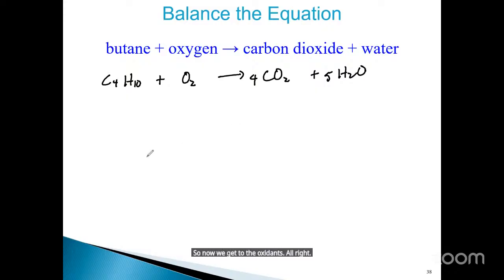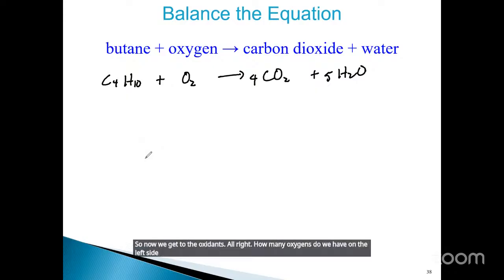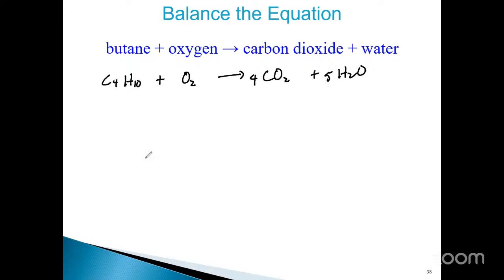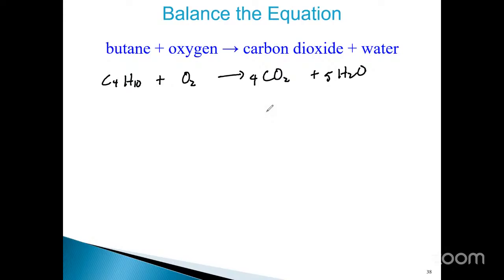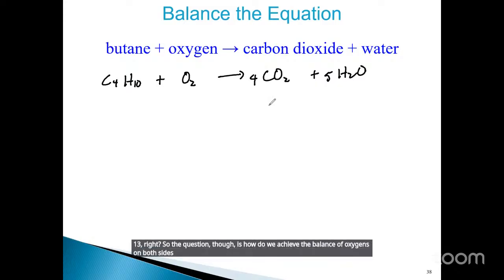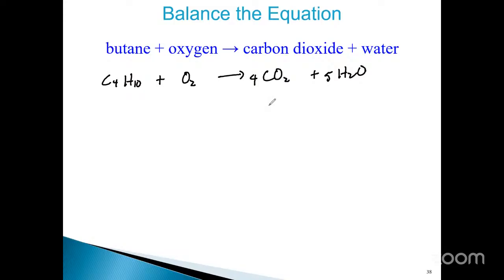So now we get to the oxygens, all right? How many oxygens do we have on the left side? 2. How many oxygens do we have on the right side? 13. How do you get 13? 4 times 2, 8, plus 5. So that's 8 plus 5, that's 13, right? So the question now is, how do we achieve the balance of oxygens on both sides? You have 2 on one side, you have 13 on the other side. Any ideas?